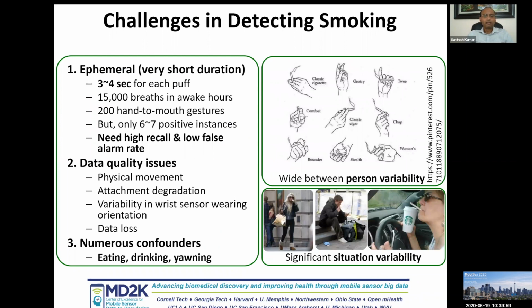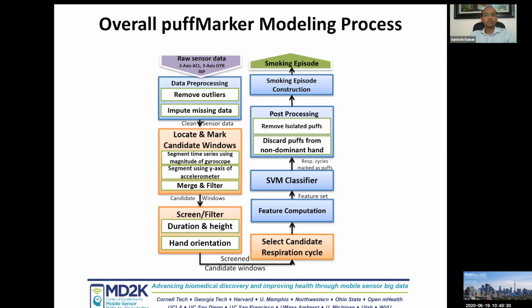So for smoking, the challenges were that smoking is for a very short duration. Each puff only lasts for 4 seconds. There are 15,000 breaths in awake hours and 200 hand-to-mouth gestures, and there is wide variability in how people smoke. Depending on where they are and what situation they are in, the gesture changes, and people hold the cigarette differently. And there are other reasons, eating, drinking, yawning, for which people take their hand to the mouth.